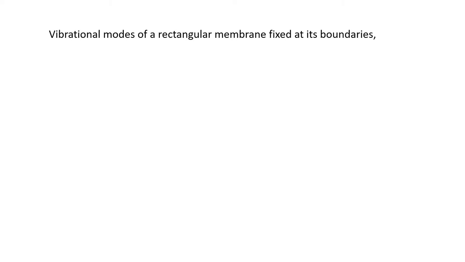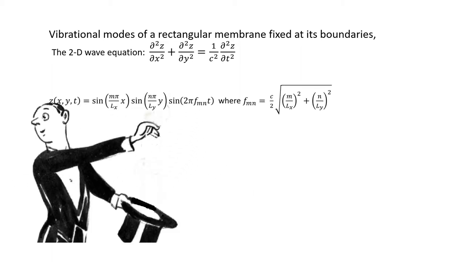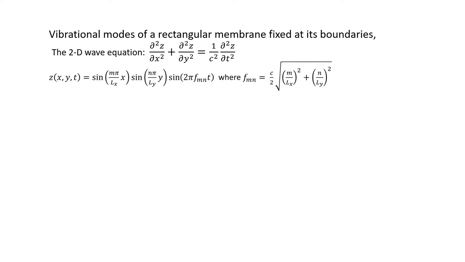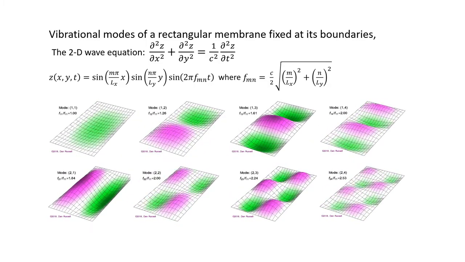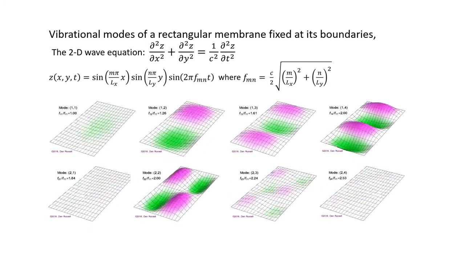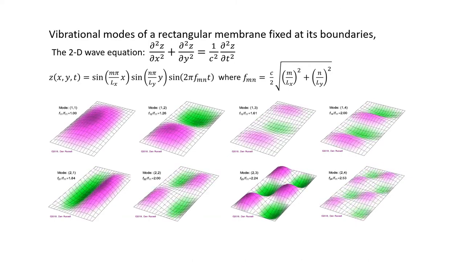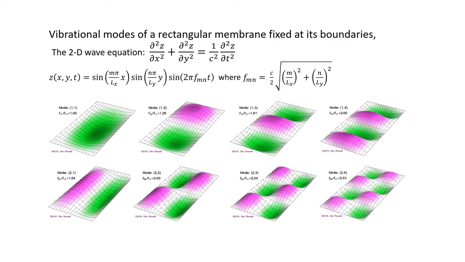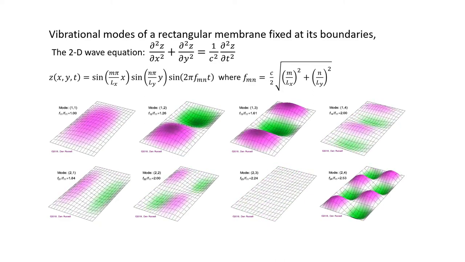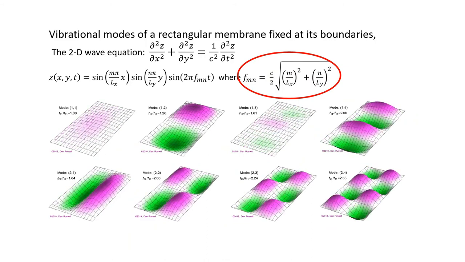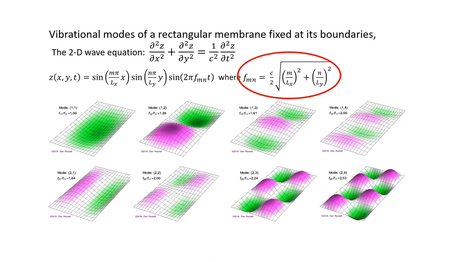Now the vibrational modes in two-dimensional systems, like the rectangular membrane fixed at its borders. Here's the 2D wave equation, and from the magic hat, the solution. Notice that it's pretty much like the 1D, only that it adds another sinusoidal factor for the Y. And here are some vibrational modes. It's also worth noticing that the natural frequencies of its vibrational modes are no longer necessarily integer multiples of the fundamental. So no sound waves coming out of such a system are periodic.